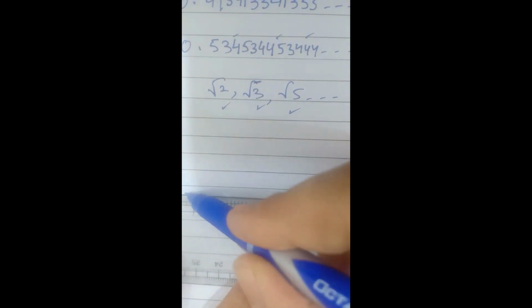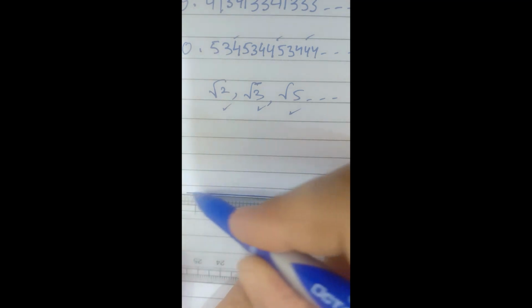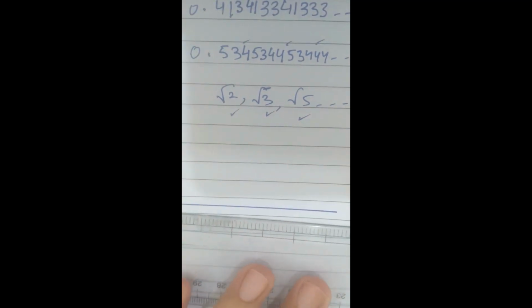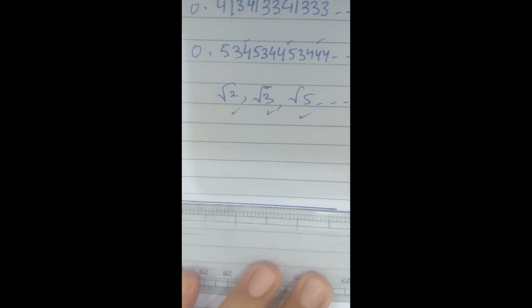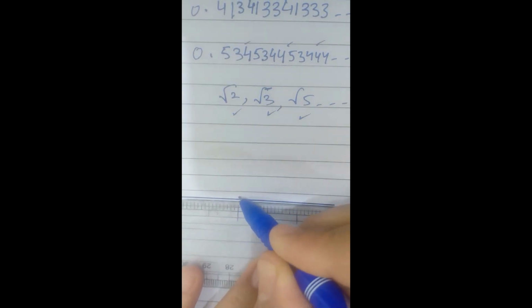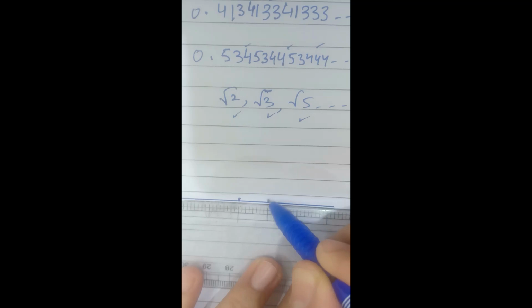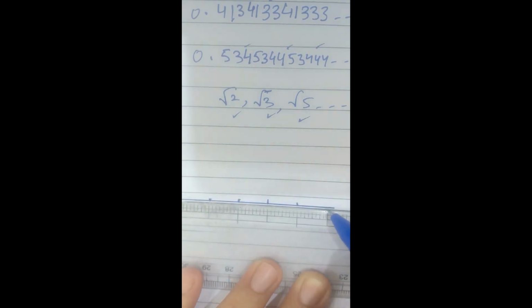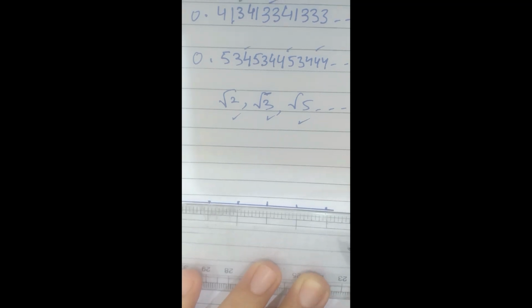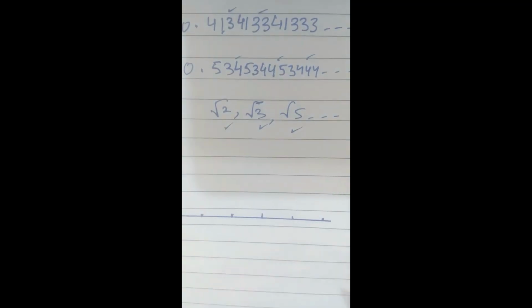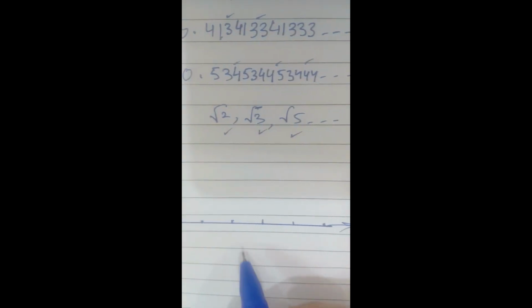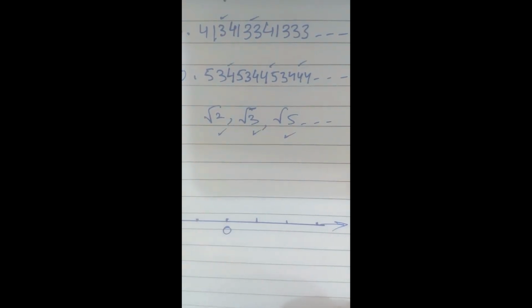Then I'm just using pen here so that it should become more clear to you. And then you are going to take the distance. So this I'm taking as origin 0. Then I'm taking not exactly 1 centimeter but more than that. Why so? So that it should be clear to you. This is your number line. This I have taken as origin.